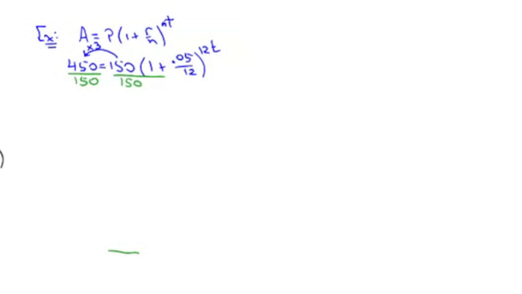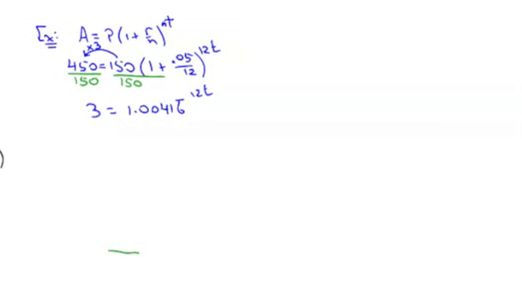Now, what is 1 plus 0.05 divided by 12? That's just a number, so what is it? For those that don't have a calculator, oh well. It's 1.00416 repeating, raised to the 12t. Where did you get the 0.05? I said it was at a 5% interest rate, compounded monthly.